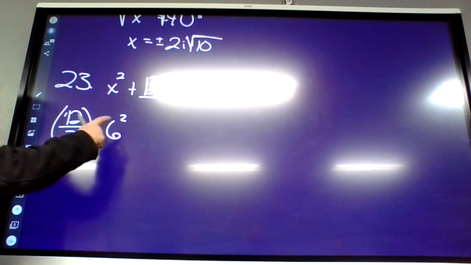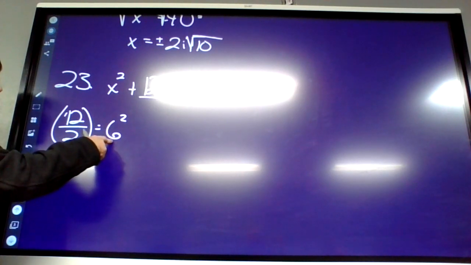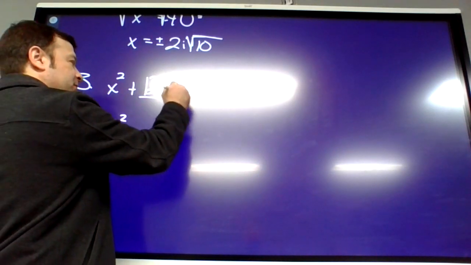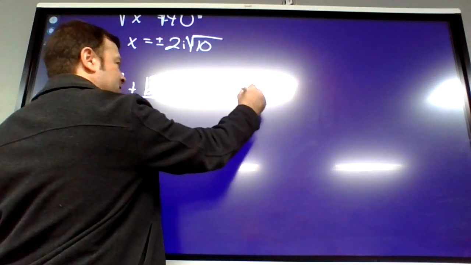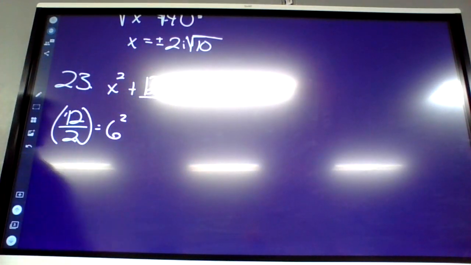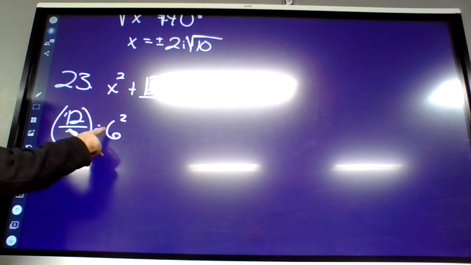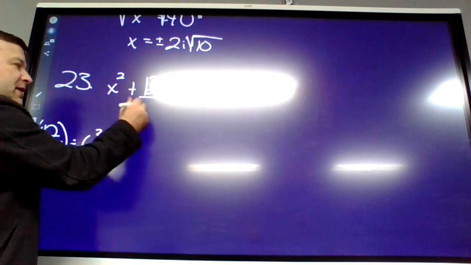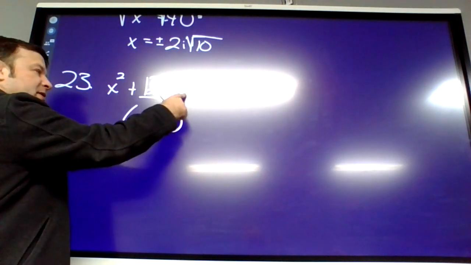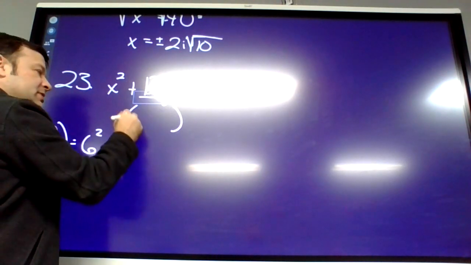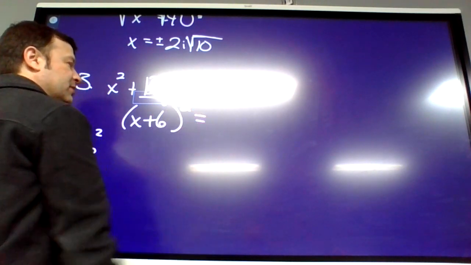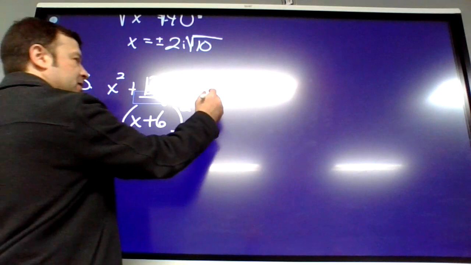Alright, we'll pass. 6 squared is 36. So what you're going to do is add 36 to both sides. If you add it to one side, you have to add it to the other side to keep it equal. The reason you do that is because the left side factors perfectly. What multiplies into 36 that adds up to 12? 6 and 6. So it's x plus 6, or x plus 6 squared.